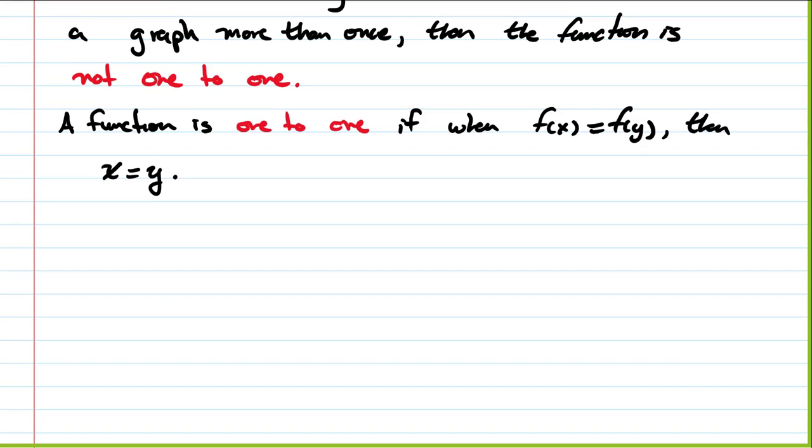So a one-to-one function says that if we have two outputs that are the same, so if the output f of x is the same as the output f of y, what's our conclusion? The x and y were actually the same number. So what this is really telling us is that all outputs are unique.